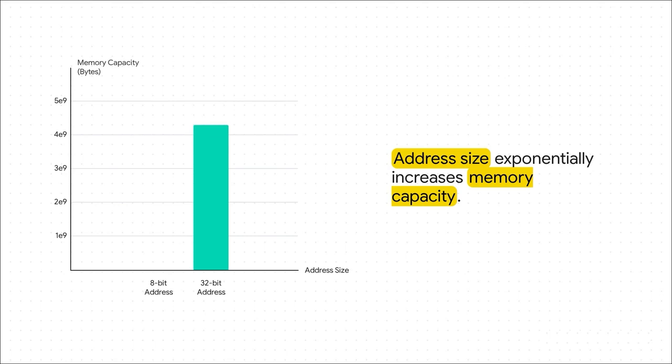And this is where things get really, really powerful. You see, the number of bits we use for the address itself determines the total amount of memory we can have. An 8-bit address can only point to 256 different spots. But jump to a 32-bit address, and suddenly we can access over 4 billion bytes. That's 4 gigabytes. The growth is just exponential.